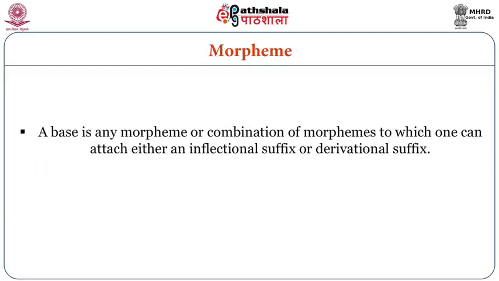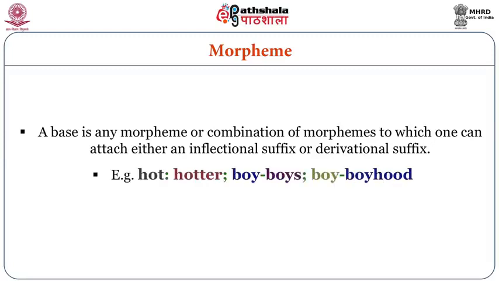A base is any morpheme or combination of morphemes to which one can attach either an inflectional suffix or derivational suffix. For example, hot, hotter, boy, boys, boy, boyhood. This hood, this s, this er, they are the suffixes.